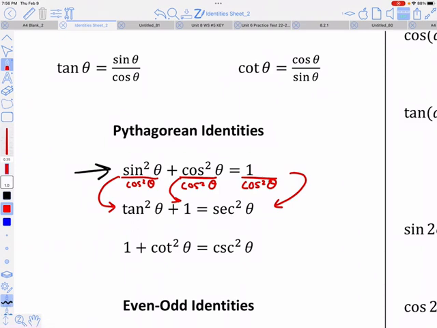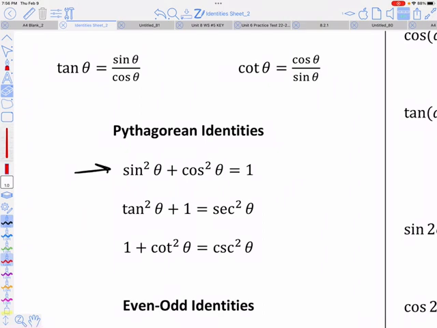And then the next one is if I were to take the first equation and divide it by sine squared instead. So sine squared, sine squared, sine squared, and that would give me this one.